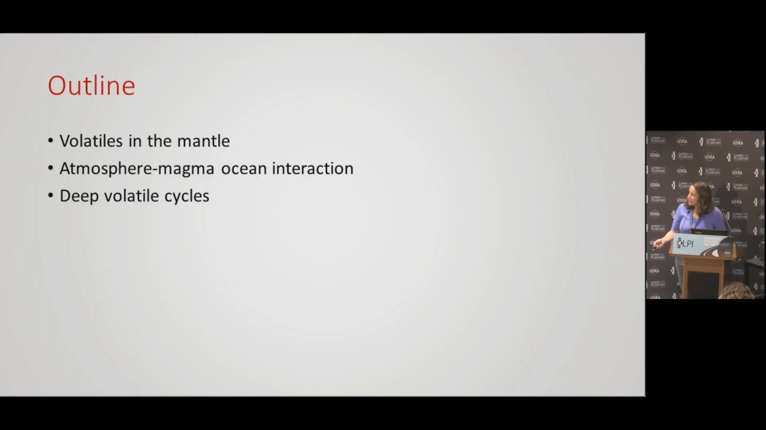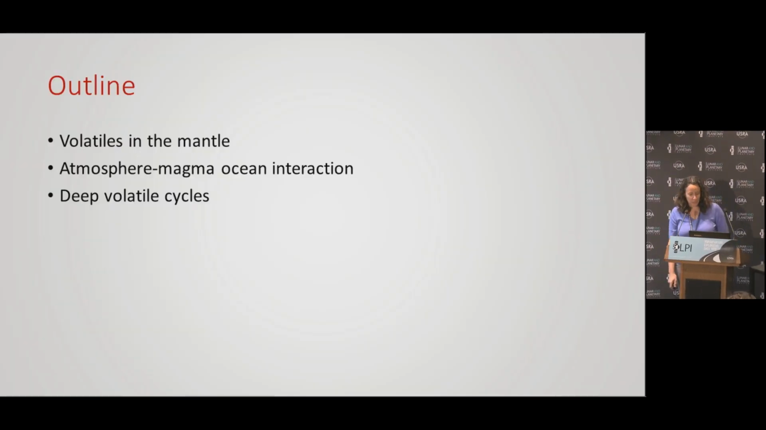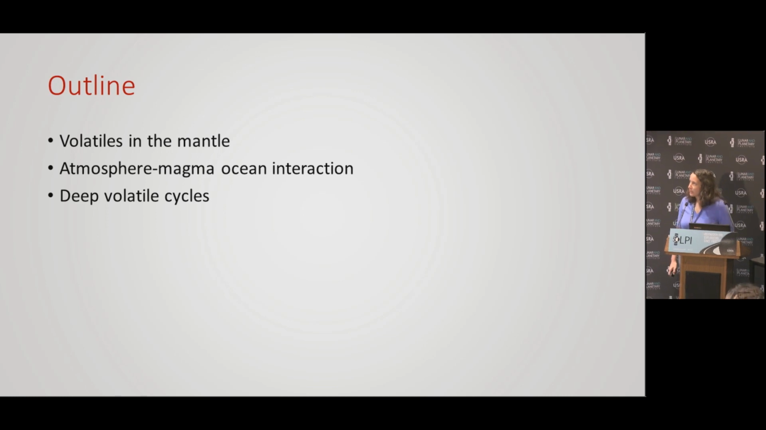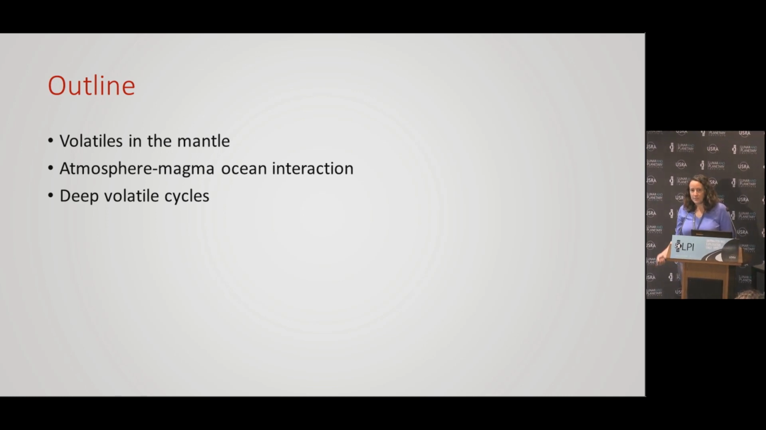So just a quick outline of what I'm going to talk about here. I'm going to start off talking about the volatiles that are present in the Earth's mantle today. Not all the volatiles are on the surface, so I want to talk about how much there is and the effect that they have on the rheology of the mantle. And then I'll talk about atmosphere-magma ocean interaction.